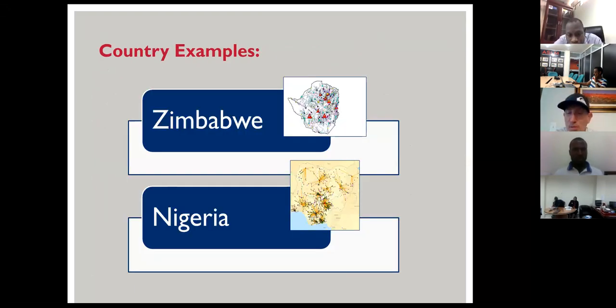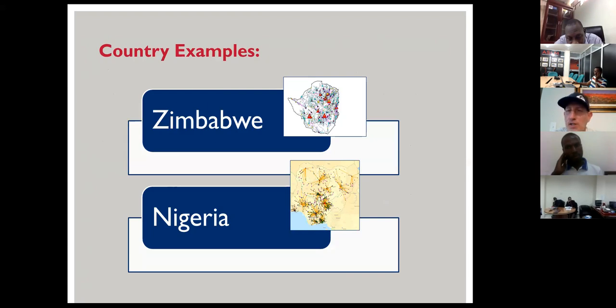So I'm going to talk very briefly about two country examples. I was involved in both of these. The Zimbabwe one was more recent, and Nigeria was one of the first ones to actually go through this sort of exercise more broadly. The Zimbabwe one is very different from the Nigeria one, as you'll actually see.